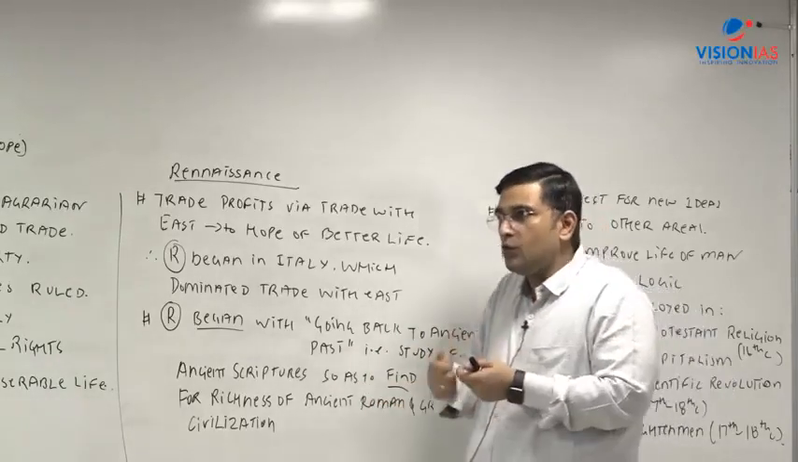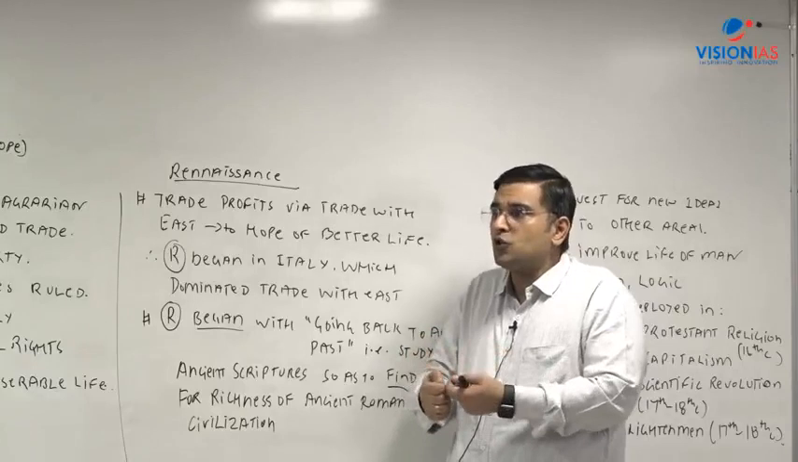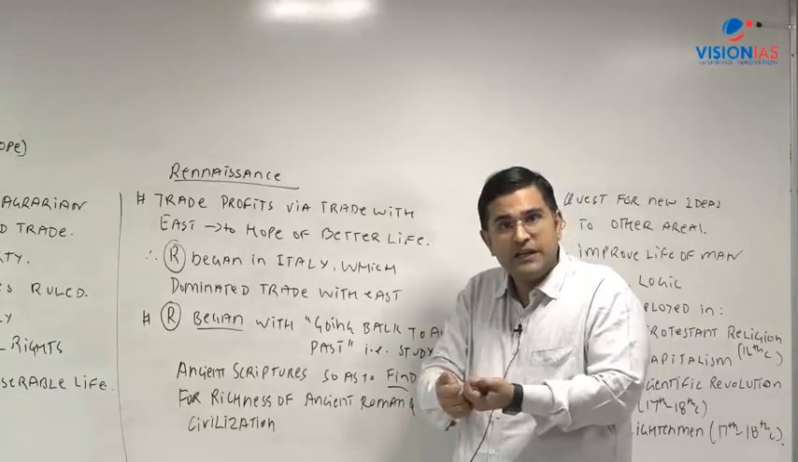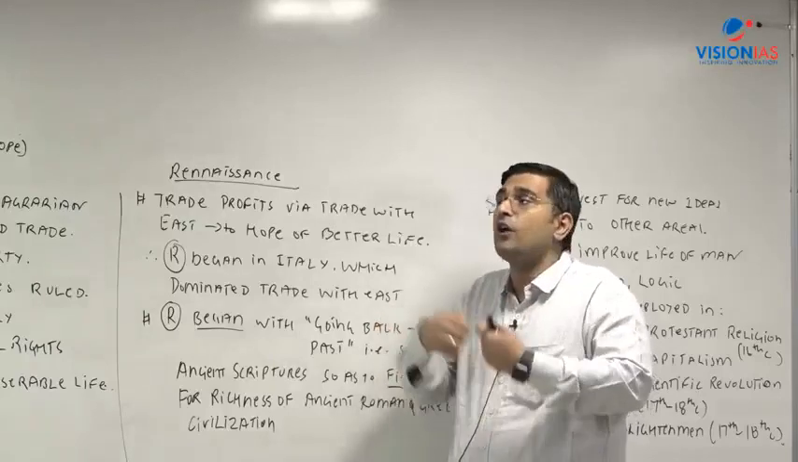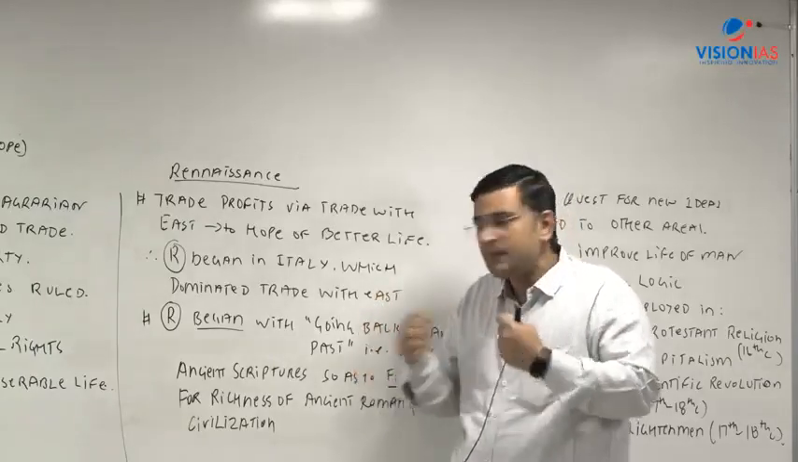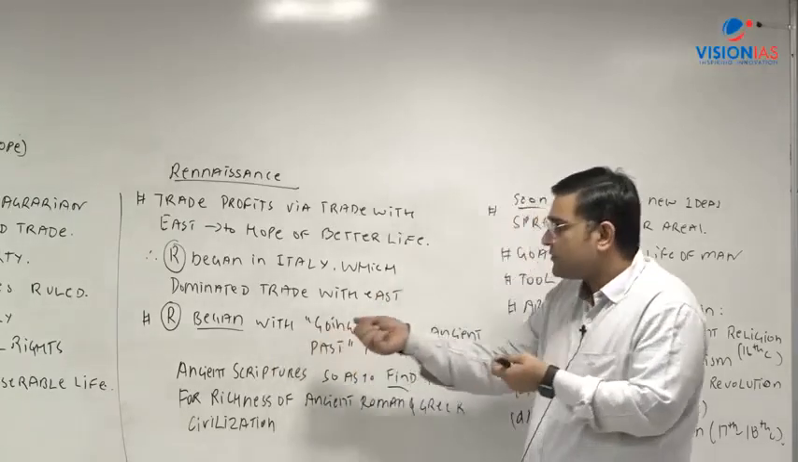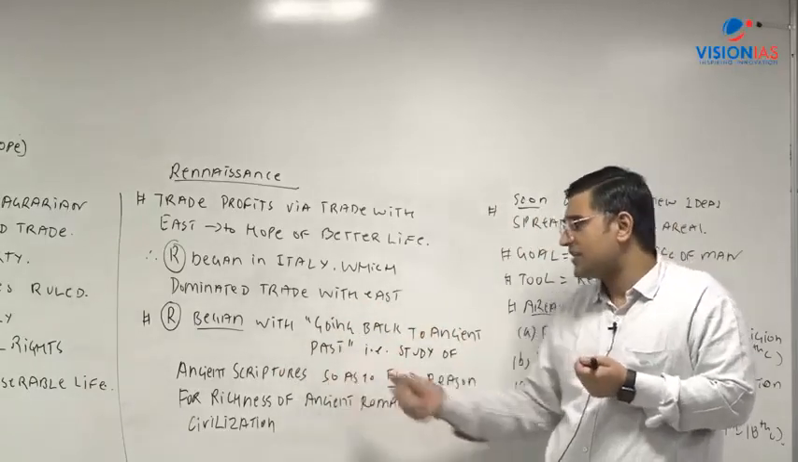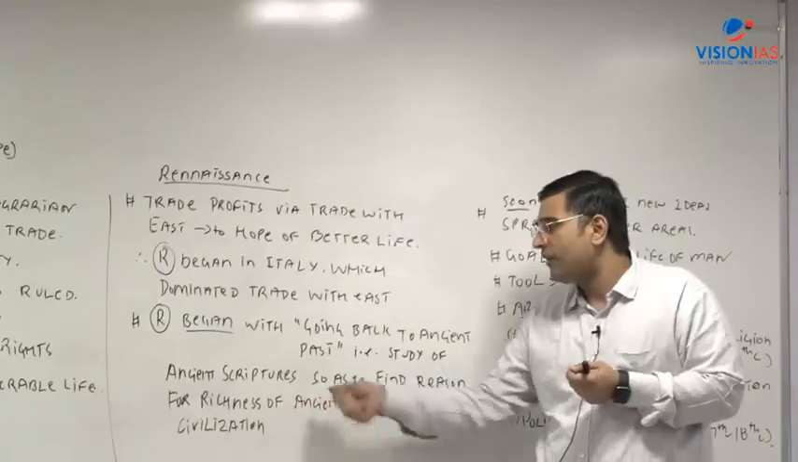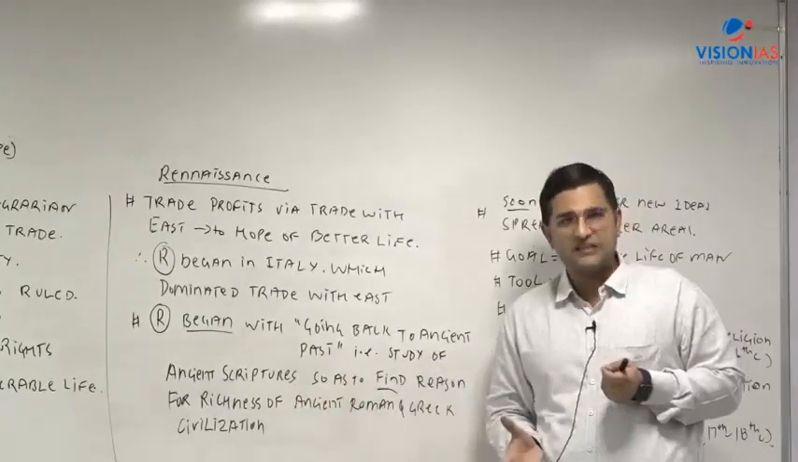And what is the root, or what is the source? The source is, if we study the ancient scriptures, then maybe we are able to analyze what kind of polity they had, what kind of economy they had, what kind of system they had. So therefore, the focus began with going back to the ancient past, that is, study of ancient scriptures so as to find the reason for the richness of the ancient Roman and Greek civilization.